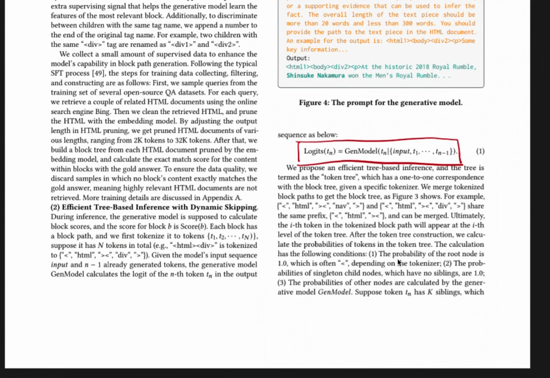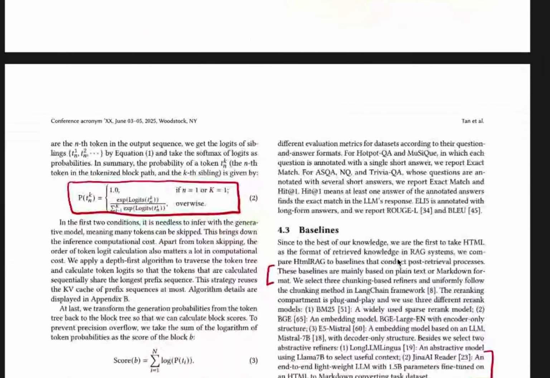So, given the model's input sequence, the n-1 already generated tokens, the generative model calculates the logits on the nth token. Cool. And this is the score they are taking, the exponential of the logits, otherwise n equals 1 or k equals 1. For the first two conditions, it is needless to infer with the generative model, meaning many tokens can be skipped.